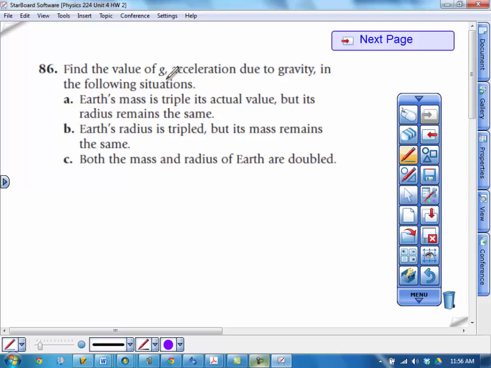Next is 86. It says find the value of g, acceleration due to gravity, in the following situations. Earth mass is tripled its actual value, but the radius remains the same. So what we're going to do is write down the universal law of gravity. In the first one, the mass is tripled, but the radius remains the same.